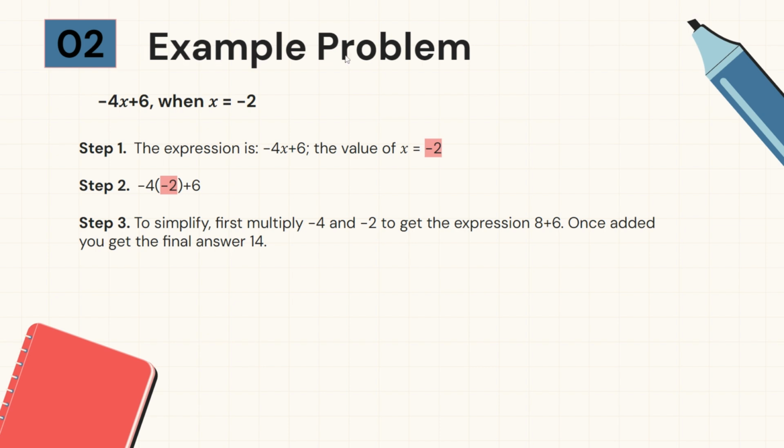Here is an example problem. Negative 4x plus 6 when x is equal to negative 2. Step 1. The expression is negative 4x plus 6. The value of x equals negative 2. Step 2. Negative 4 times negative 2 plus 6. Step 3. To simplify, first multiply negative 4 and negative 2 to get 8 plus 6. Once added, you get your final answer, 14.